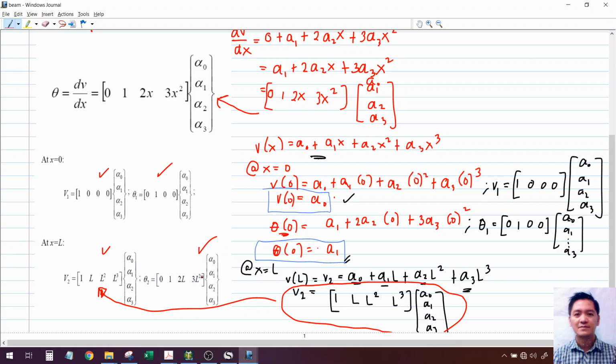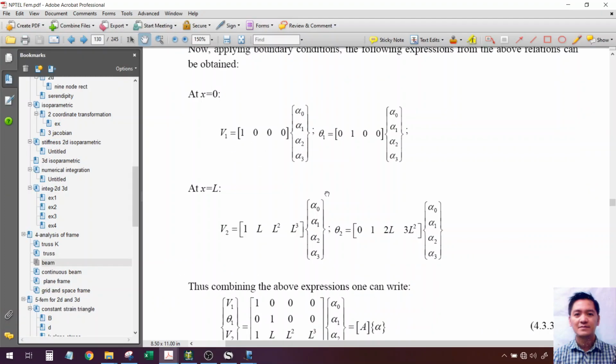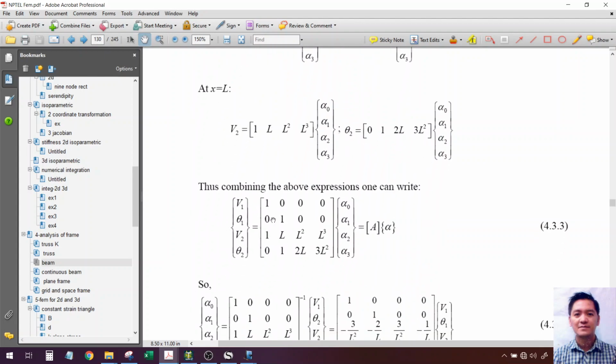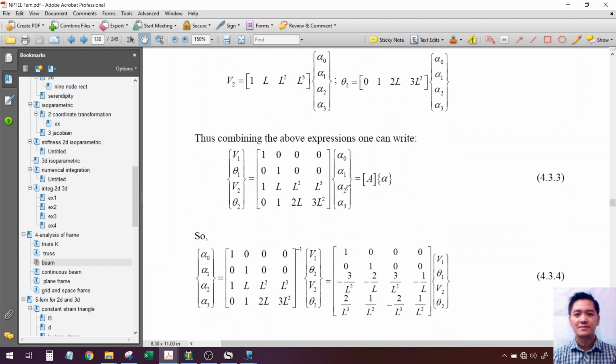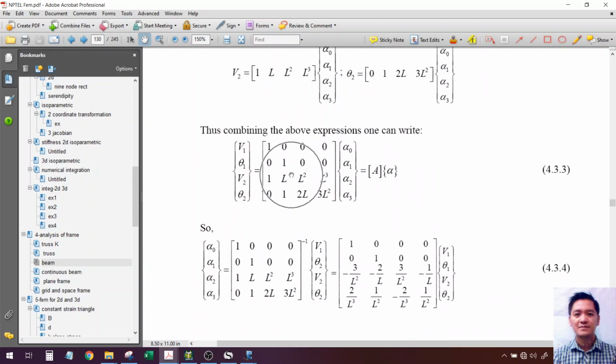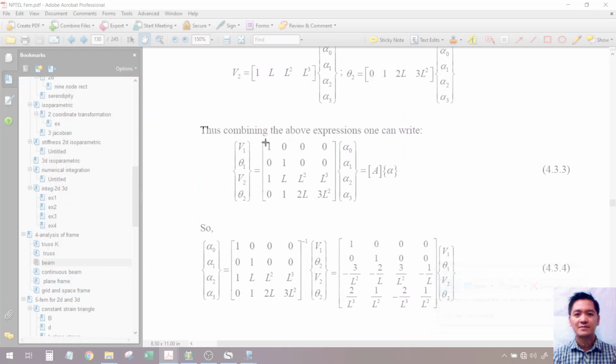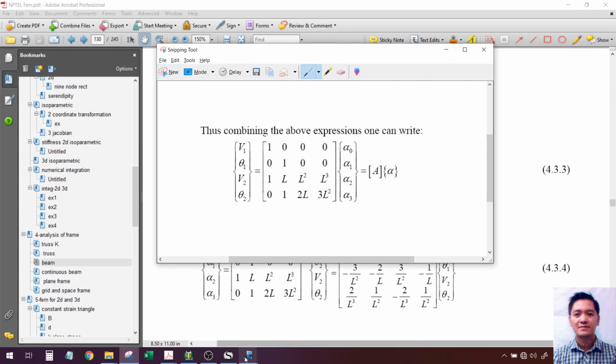Okay, next is now, so combine daw natin yung dalawang expressions na yun, we come up with this. Kumbaga, i-matrix form natin yung mga yun. Come up with this. Okay.